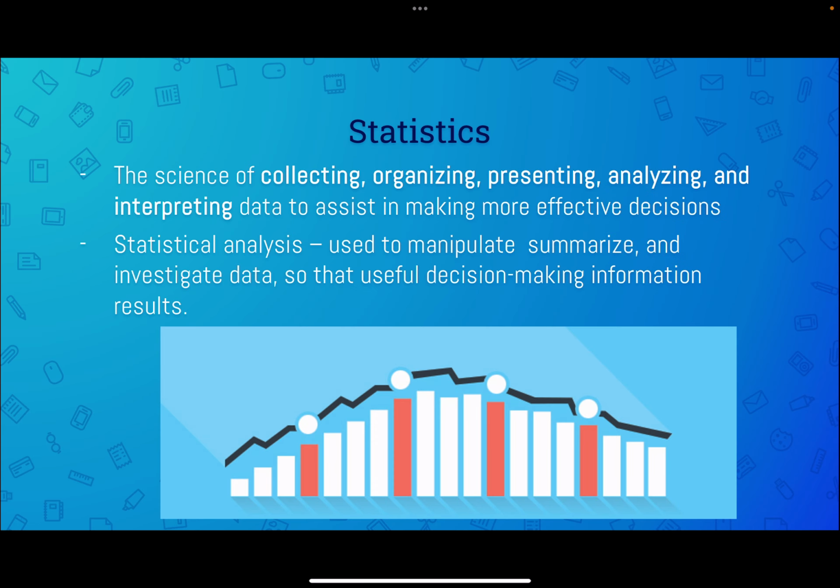Statistics is the science of collecting, organizing, presenting, analyzing, and interpreting data to assist in making more effective decisions. As I told you before, we are using numbers as evidence and giving them a statistical analysis so we can make better decisions by manipulating, summarizing, and investigating data.